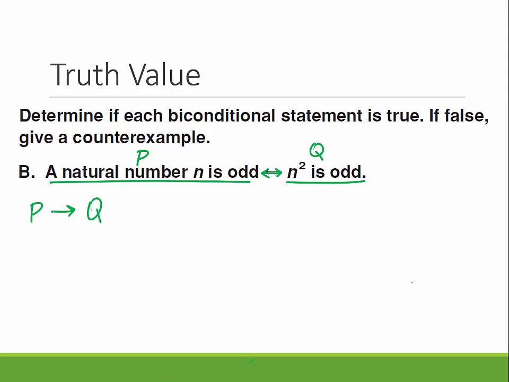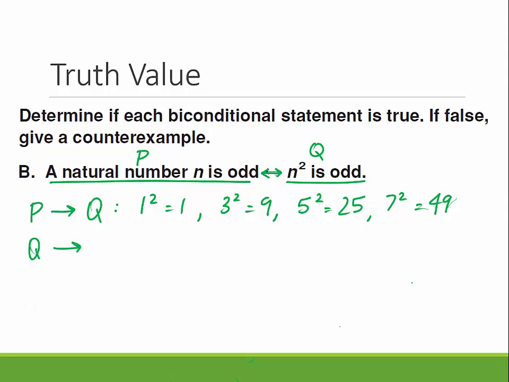So if a natural number is odd, n squared is odd. Let's do some examples. If we have 1 squared, we get 1. 3 squared, we get 9. Next one would be 5 squared, we get 25. 7 squared, we get 49. We can keep going all day, but anytime you square a natural number that's odd, you're going to get an odd number out. So now let's do the other way around.